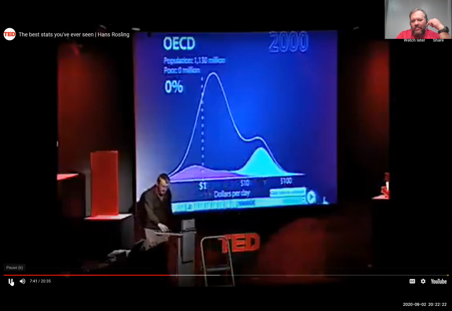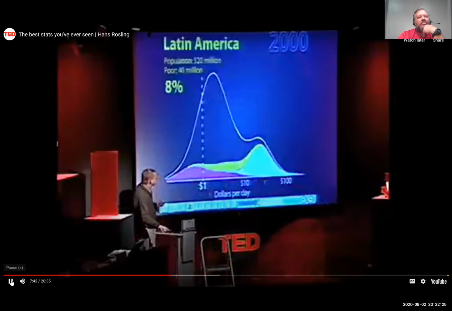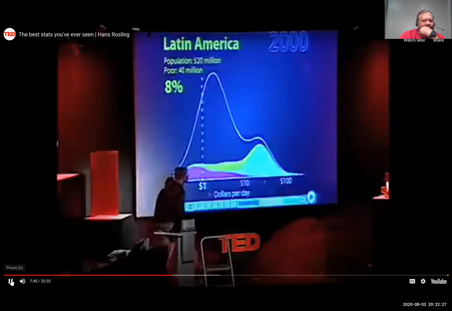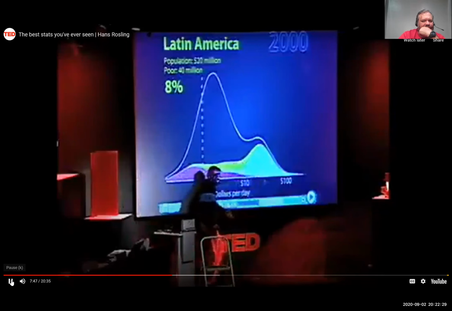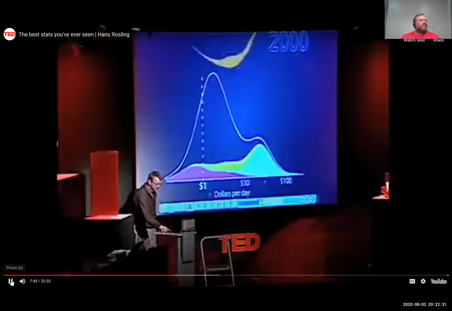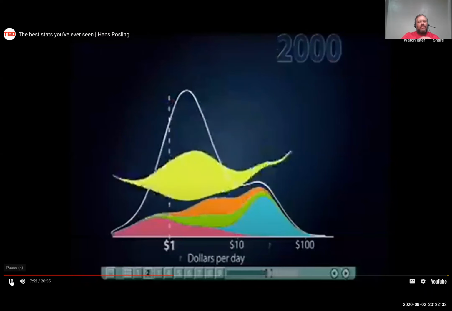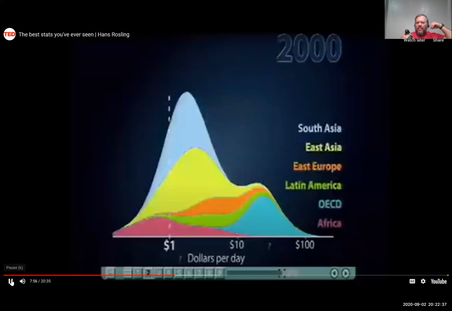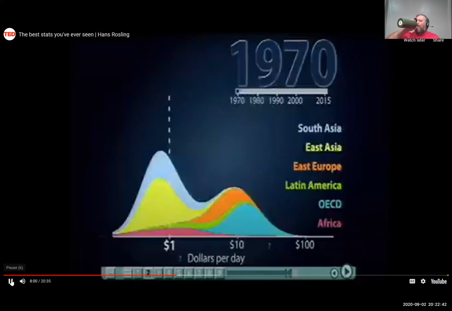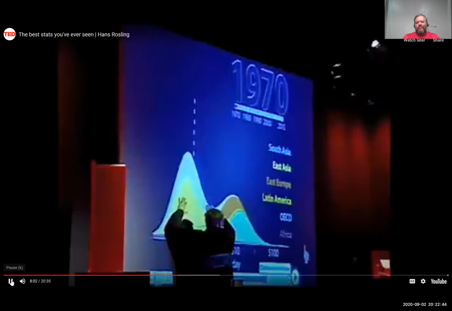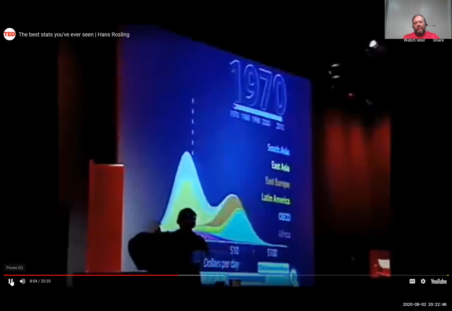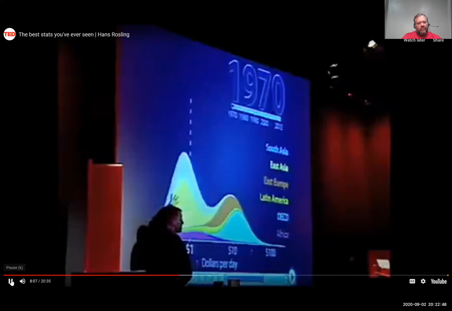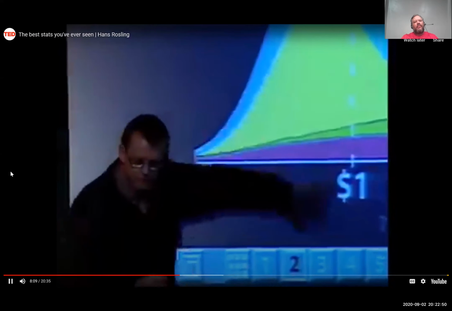Between Africa and OECD, and this is Latin America. It has everything on this earth, from the poorest to the richest in Latin America. And on top of that, we can put East Europe, we can put East Asia, and we put South Asia. And how did it look like if we go back in time to about 1970? Then there was more of a hump. And we have most who lived in absolute poverty were Asians. The problem in the world was the poverty in Asia.